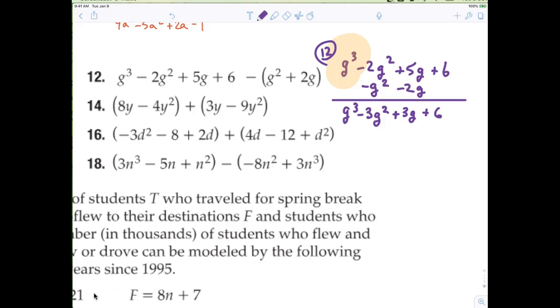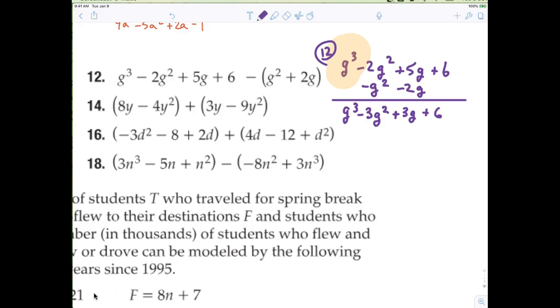Yes? Why wouldn't you add g cubed to 3g to the second power? Because they're not the same. It's like adding 1 pencil plus 2 pens. You don't have 3 pencil pens, right? You just still have 1 pencil and 2 pens. You understand what I'm saying? In order to add things, terms have to be exactly the same.